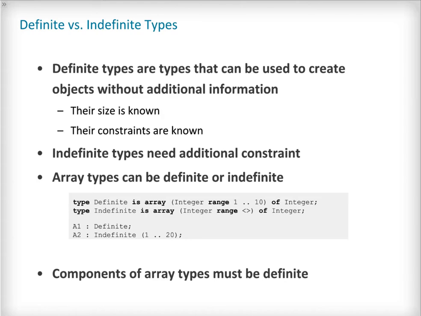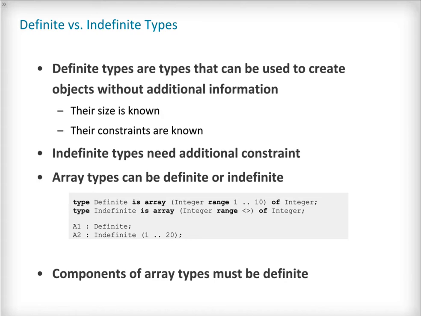The array type itself can be definite or indefinite. In the first example that we saw, I said that the size of the array, the boundaries, was not given at type definition, which means that the actual size of the array will be known when creating a variable and may vary from one instance to the other. This type is indefinite. I do not know the size just by looking at the type.